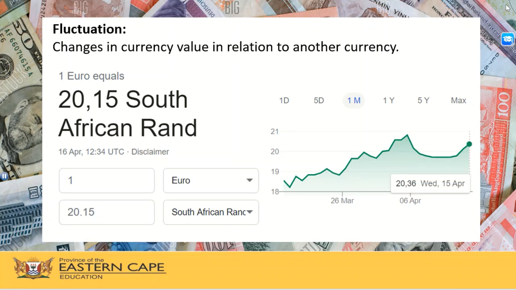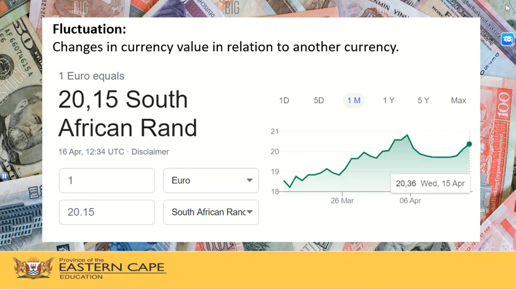Continue grade 11, you'll see the next slide is based on the concept of fluctuation. Now, the meaning of fluctuation is given on the top of your screen. I will read it with you. Changes in currency value in relation to another currency.